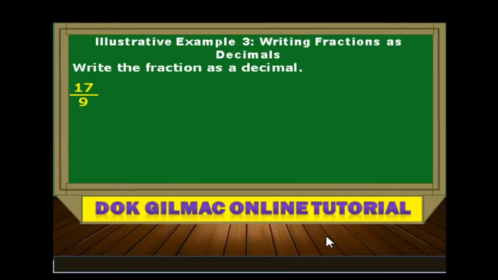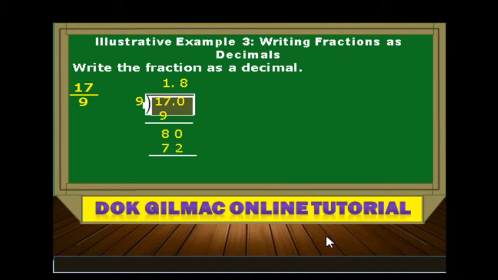Now, consider example number 3. Write the fraction as a decimal, 17 over 9. So, let's divide 17 by 9. We have 1. 1 times 9 is 9. 17 minus 9 is 8. Bring down 0. 80 divided by 9 is 8. 8 times 9 is 72.